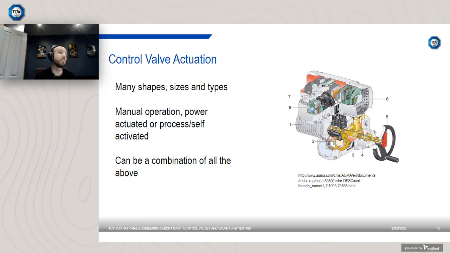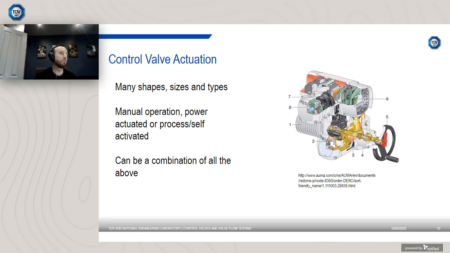So a good example of that is actually check valves. They have what's known as a cracking pressure. So that's a minimum differential pressure. And once that is reached, the valve will actually open and allow flow to go through. And that's completely process actuated. There's no external actuation or force required for that. Typically, you'll have a combination. So you'll have a manual actuation or override, and you'll have power actuation as well.